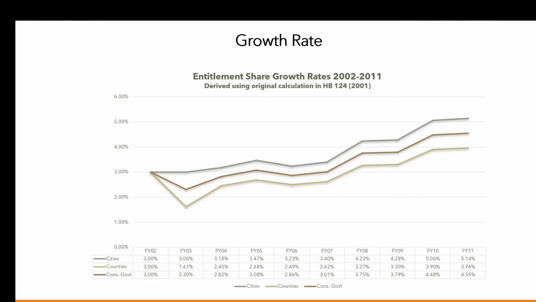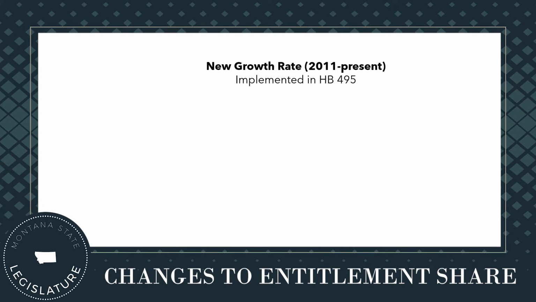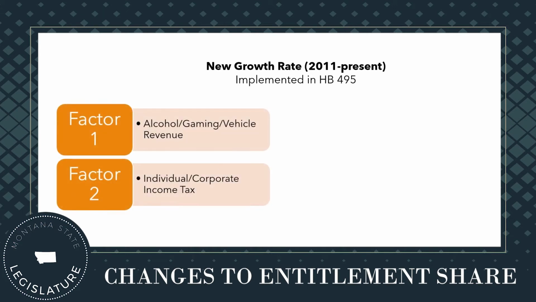Let's go ahead and jump into how the growth rate works currently. A new growth rate was implemented in 2011 in House Bill 495. This growth rate still uses two factors. They are just different than the earlier. The first factor is the total amount of alcohol, gaming, and vehicle revenue that's brought in across the state. And the second factor is the individual and corporate income tax revenue, again, for the whole state.